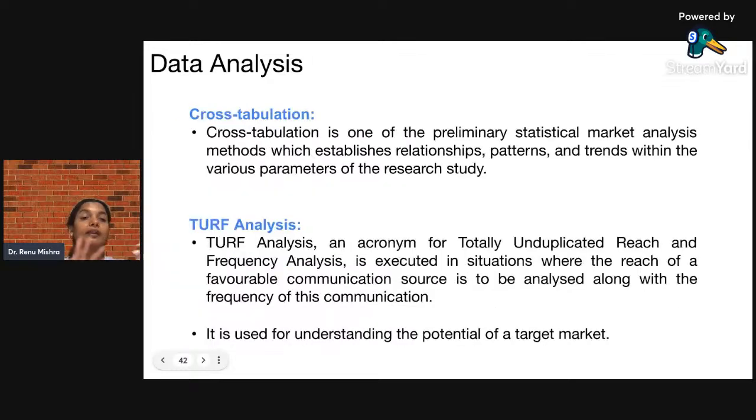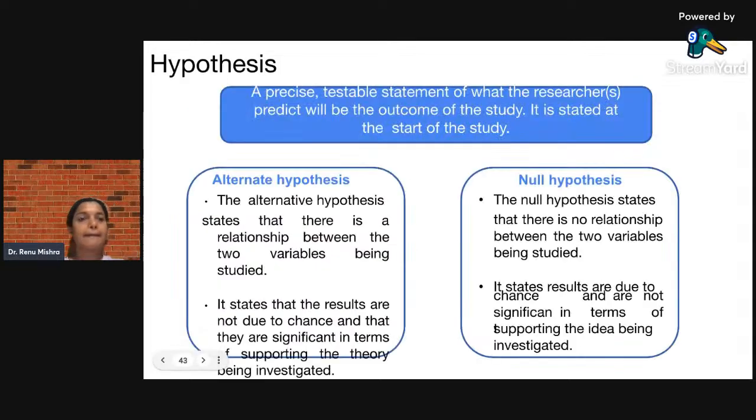Then comes cross tabulation. When you want to understand the various relationship patterns, when you have two or more than two variables, you want to understand the relationship between A and B, then A and C. TURF analysis, which is not very common, is for total unduplicated reach and frequency, and is conducted when you want to understand whether a favorable communication source should be analyzed or not. Now, a very important aspect of research methodology: hypothesis.